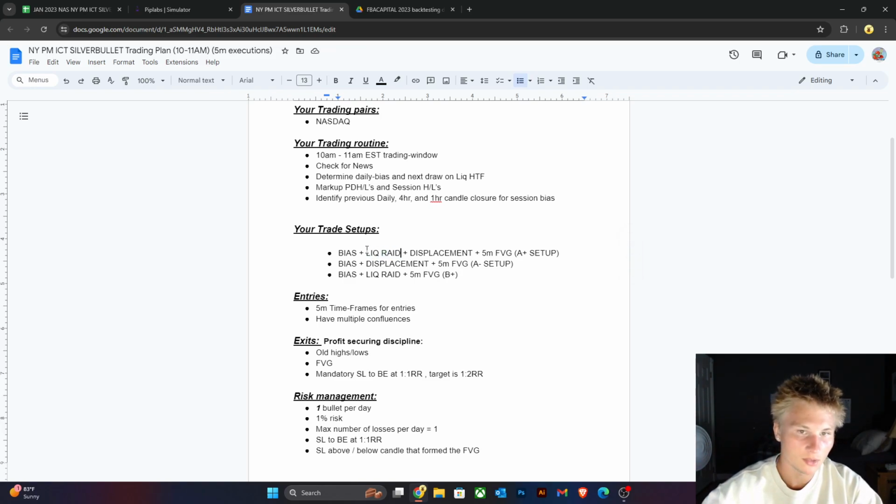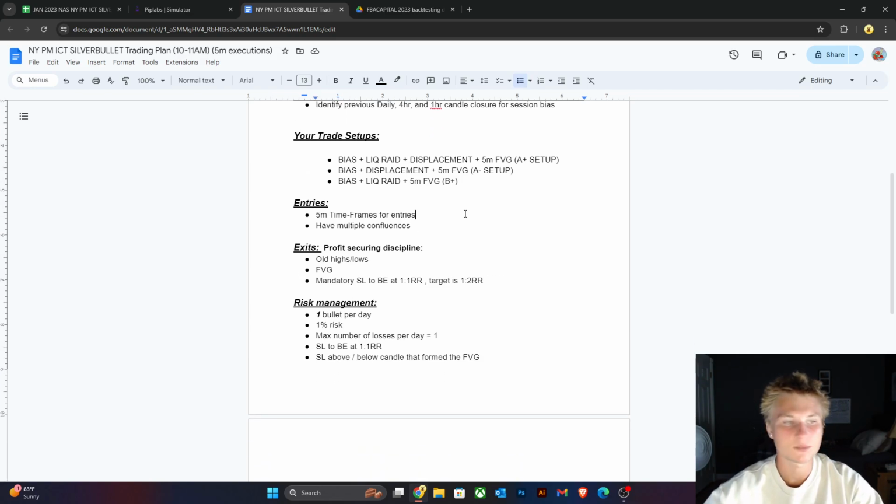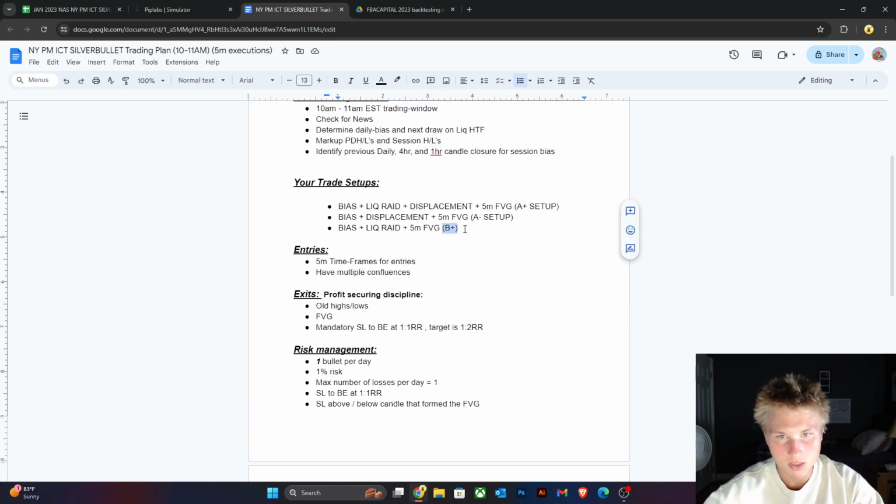I really want to have liquidity raids because that's something that I want to focus on, is liquidity. And when old highs and lows are swept, it's pretty high probability that moves will happen off of that. And the B+ setup here is just bias, liquidity raid, and 5-minute fair value gap, no displacement. But ideally I want to be taking these A+ setups in this backtesting, but we're going to see how it goes. Might not even take these, but we'll see.